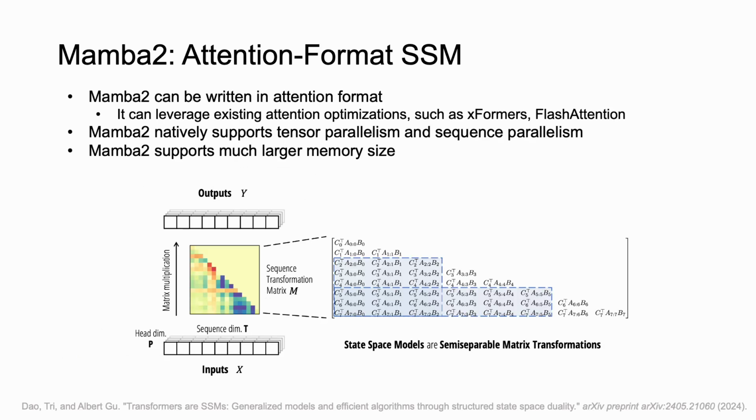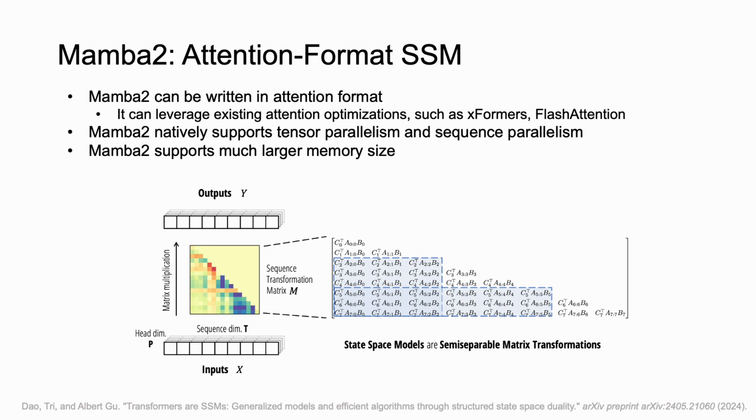Mamba2 is generally a more hardware-friendly version of Mamba. It can be written in the attention format and thus can leverage existing attention optimizations such as xFormers and FlashAttention. It also natively supports tensor parallelism and sequence parallelism, which makes the model easier to scale up. Mamba2 further supports much larger memory size than Mamba1, mitigating the long-range decay issue. These are the reasons why we use Mamba2 in our proposed MATE layer.